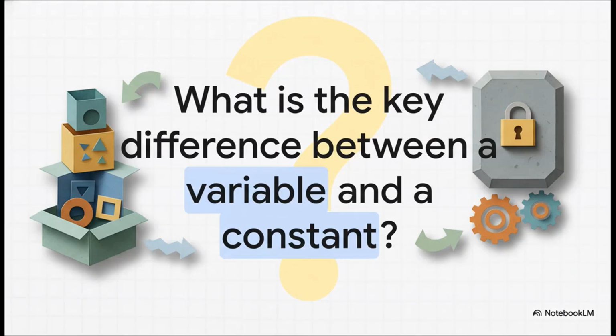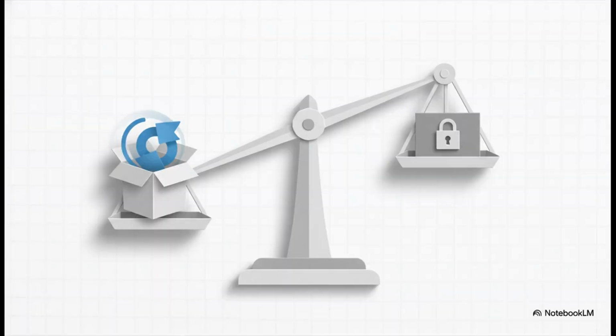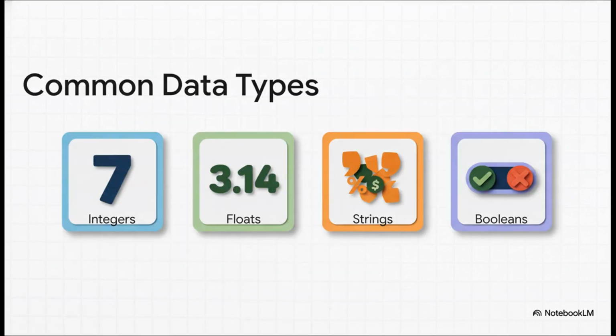All right, time for a quick little pop quiz. What's the key difference between a variable and a constant? Exactly. A variable is flexible. A constant is totally fixed. And that's the key, right? The crucial part is knowing when you need your data to be able to change and when it absolutely needs to be rock solid.